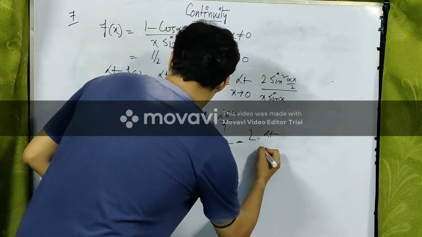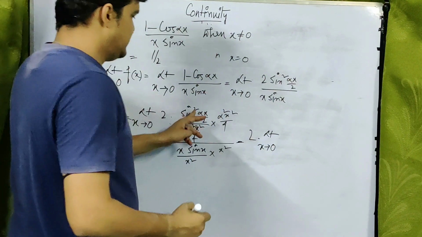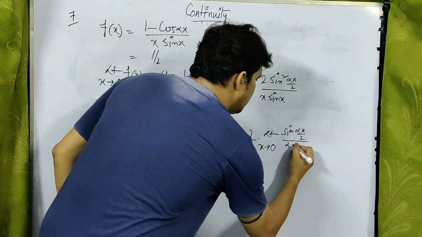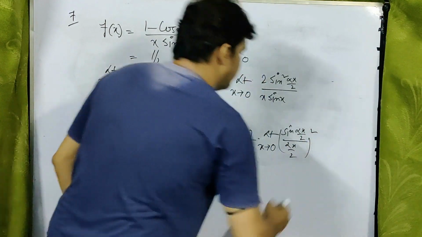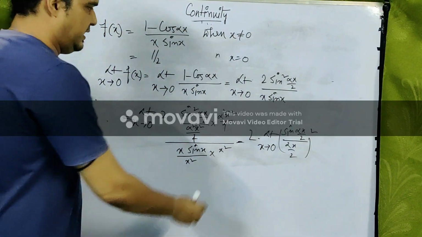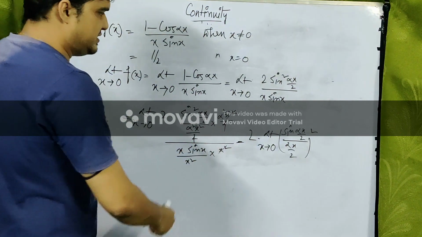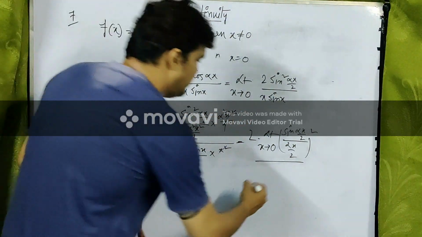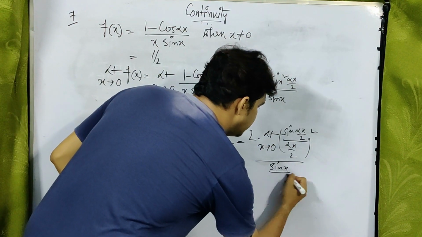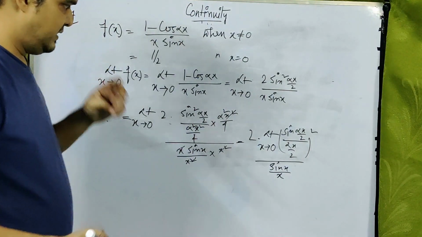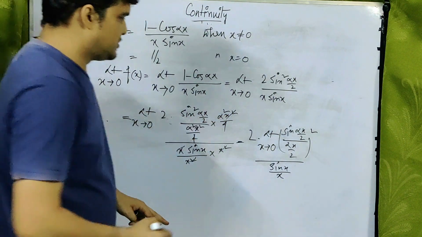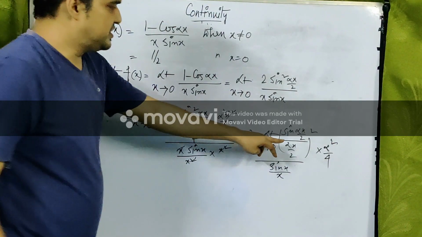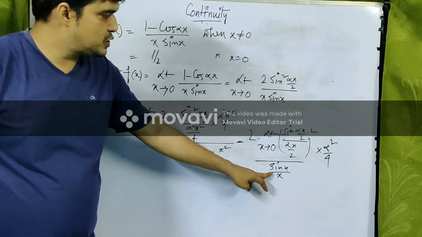So 2 into limit x tending to 0, sin alpha x by 2, sin alpha x by 2 by alpha x by 2 whole square. That we can write. And from here, this x square gets cancelled with this x square. So here this x cancelled with one x will remain. So sin x by x we have here in the denominator part, sin x by x. And here what remains? Alpha square by 4 into alpha square by 4. So this part is equal to 1, this part is equal to 1.